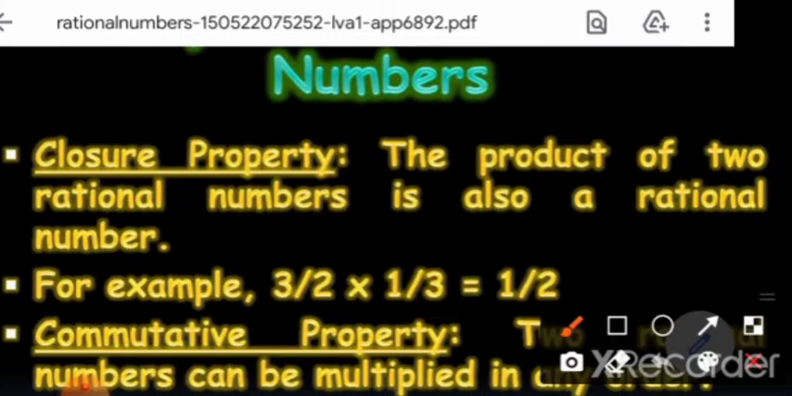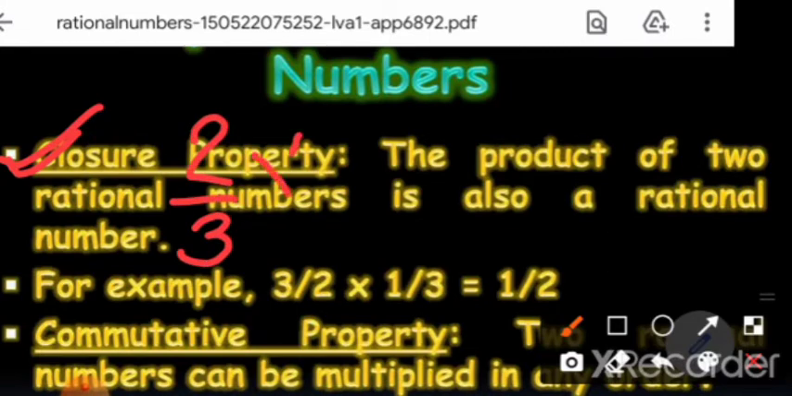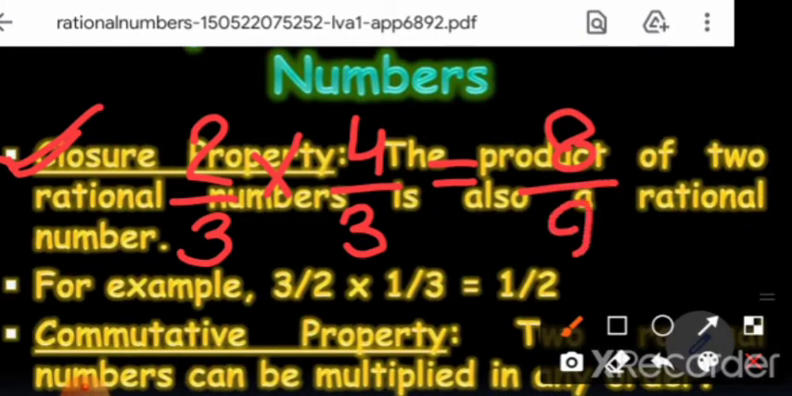So the first property is the closure property. The closure property says that the product of two rational numbers is always a rational number. For example, 2 by 3 is one rational number and 4 by 3 is another. Their product will always be a rational number. 2 times 4 is 8 and 3 times 3 is 9. So 8 by 9 is also a rational number. It means the closure property is fulfilled for multiplication.